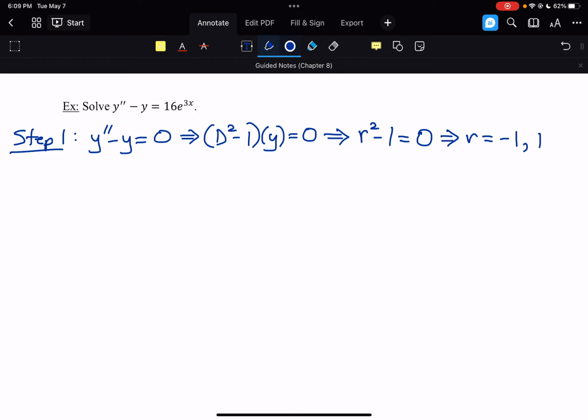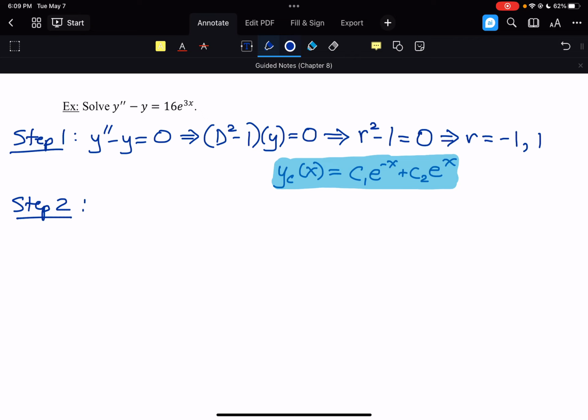This is going to give us our complementary solution here. Remember, the general form of the solution is e to the rx. So this is going to be c1 e to the negative x plus c2 e to the x. I'm not going to box it because that's not the final answer, but that is definitely going to be part of the answer. So highlight that there. That's our complementary solution.